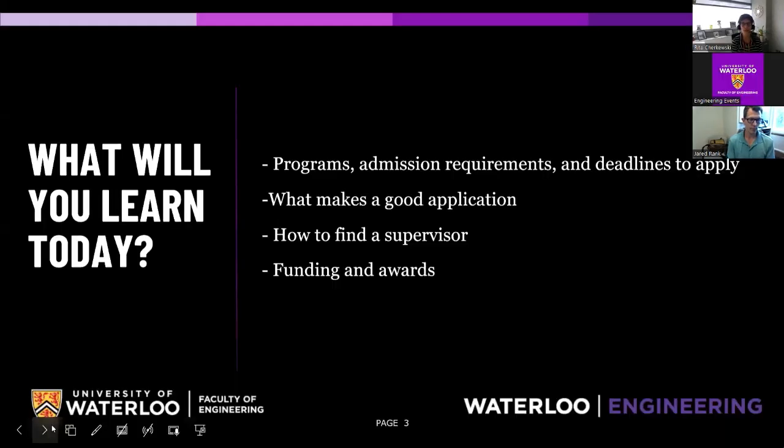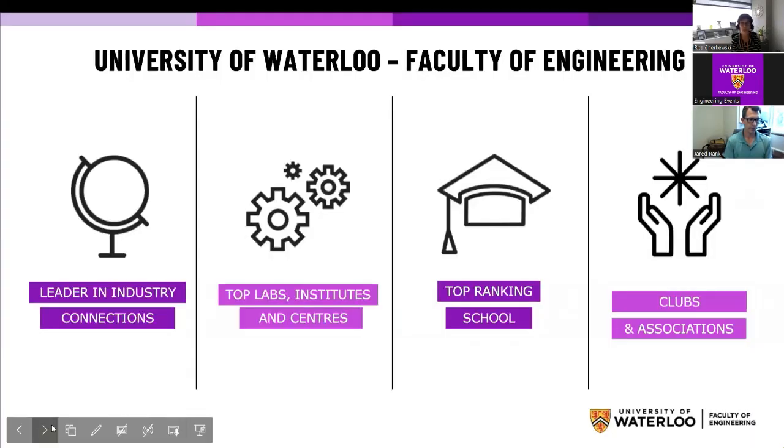So today, it's not going to be very long. What you will learn today is about the programs, admission requirements, and the deadlines to apply, what makes a good application, how to find a supervisor, and funding and awards. These will all be brief points. We're not going to go into great detail, but it's enough to get you going in terms of how to make a good application.